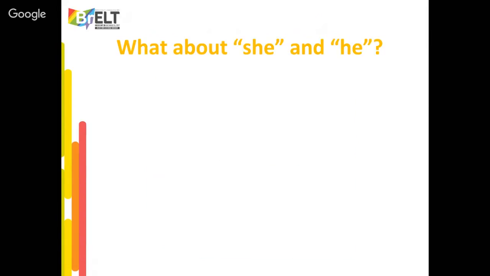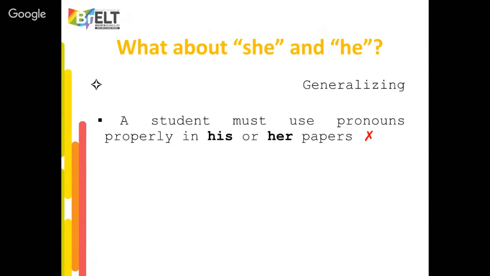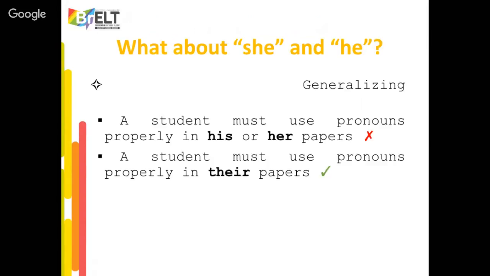Then some people come to me sometimes and they say, what about she and he? Can I use it to generalize? And I say, well, if you say, for example, a student must use pronouns properly in his or her papers, yeah, you're generalizing in a way, but you're generalizing for only two different types of pronouns. Remember the list, we have so many. So you're only generalizing for male and female. What about the other people?